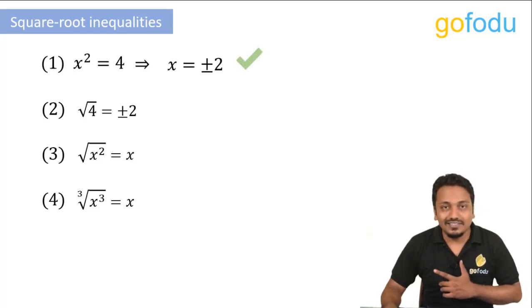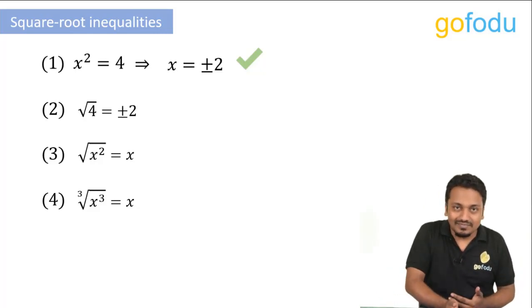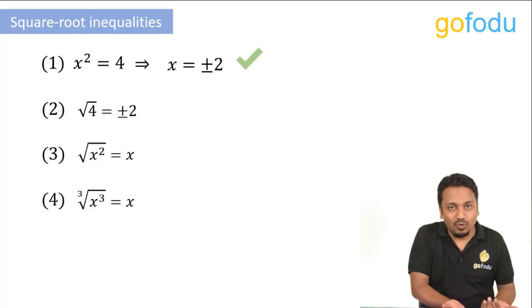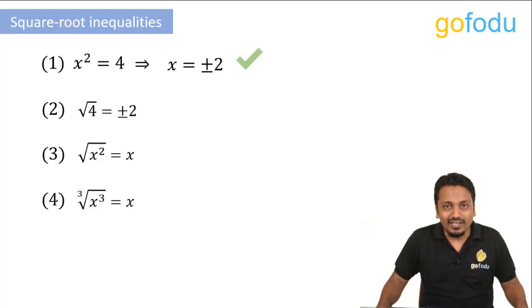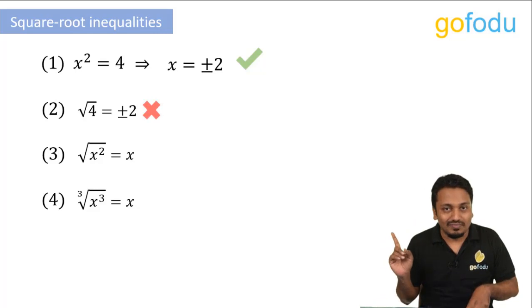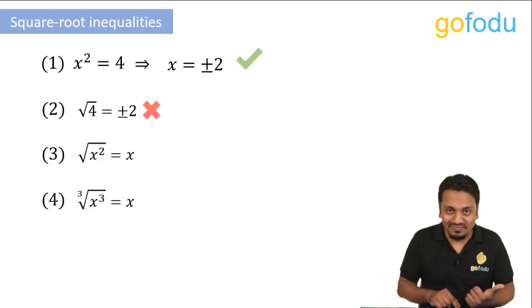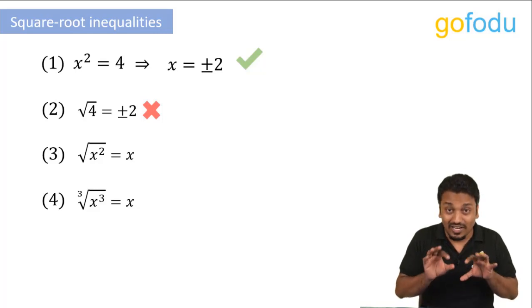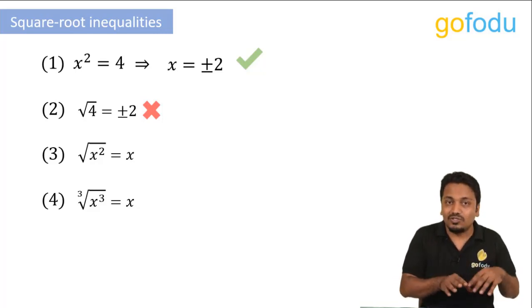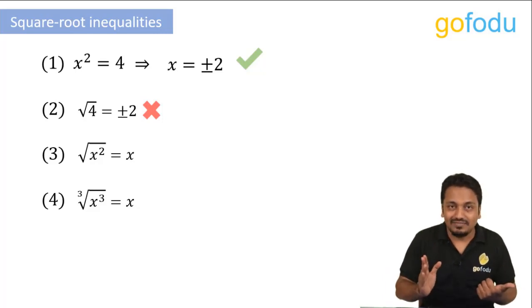First one is correct. You put plus 2 in place of x, it satisfies. Put minus 2 again. Minus 2 whole square is 4, it is true. But at the same time, the second statement is wrong. Square root of 4 is not plus minus 2. This is very, very important. Square root of 4 is not plus minus 2. It is 2 only. Keep this in mind.